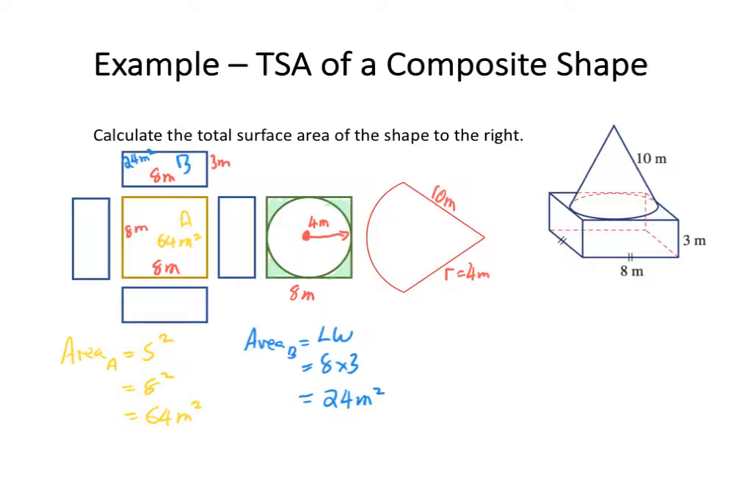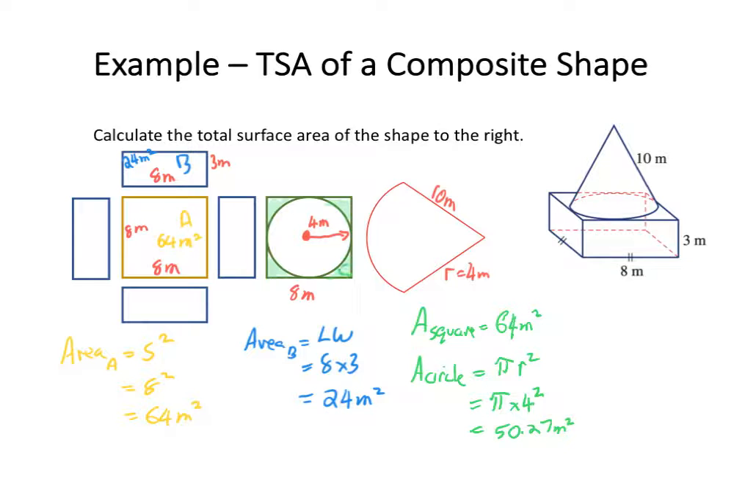Next, I'm going to move on to my square top with a circle cut out. So before I can calculate the shaded area that I need, I first need to calculate the area of the square and the area of the circle. So the area of the square, we already know because it's going to be the same as the square base. So that's 64 meters squared. The area of the circle is going to be calculated using pi times radius squared. So substituting in my value, pi times 4 squared, and that is equal to 50.27 meters squared.